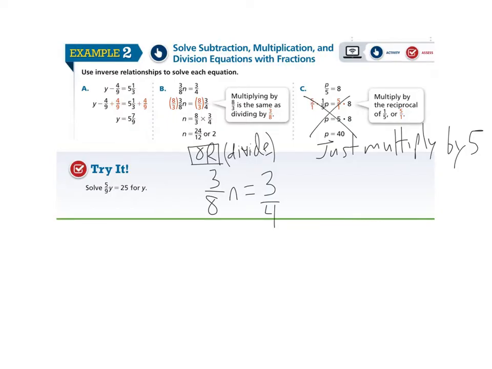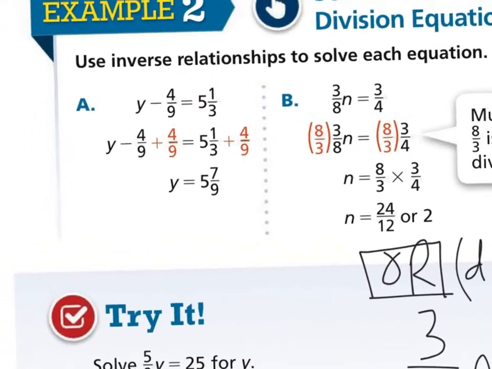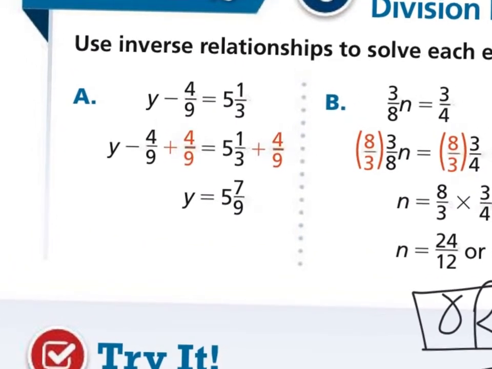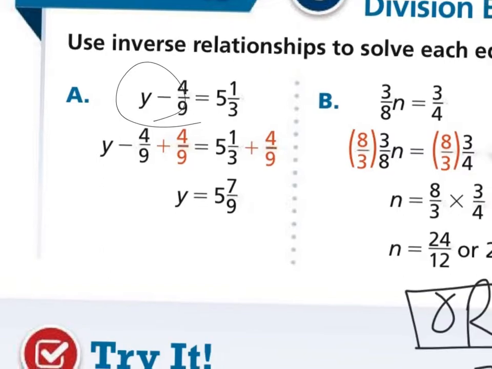Example 2 says use inverse relationships to solve each equation. Inverse relationships just means basically we do the opposite operation. Inverse and opposite are used interchangeably. So if you look at part A, we can see on this problem over with the variable, what's going on? They're subtracting, which means we need to add. Just like we did before, the only difference is we have fractions here.